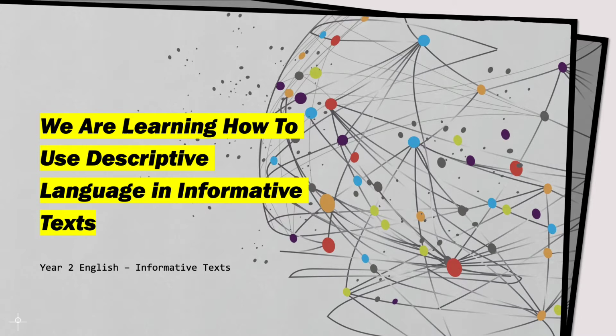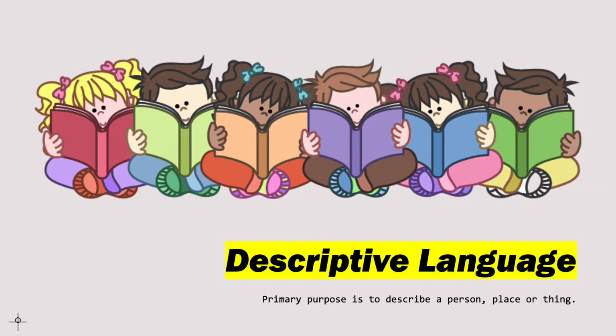So, what is descriptive language? Let's get straight into it. The primary purpose of descriptive language is to describe a person, place, or thing in such a way that a picture is formed in the reader's mind. Teaching students to write more descriptively will improve their writing by making it more interesting and engaging to read.